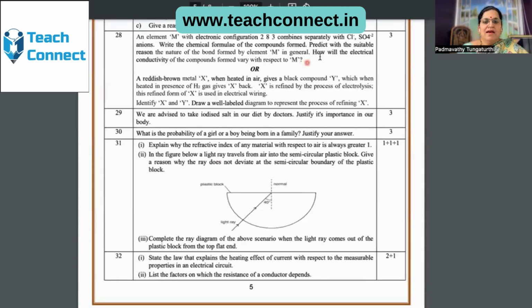Then, predict with suitable reason the nature of bond formed by element M in general. Element M has 3 electrons extra. It wants to donate its electrons. That's an electrovalent bond. There is no covalent bond formed here because M can easily give away its 3 electrons. That's how an ionic bond forms here in general.